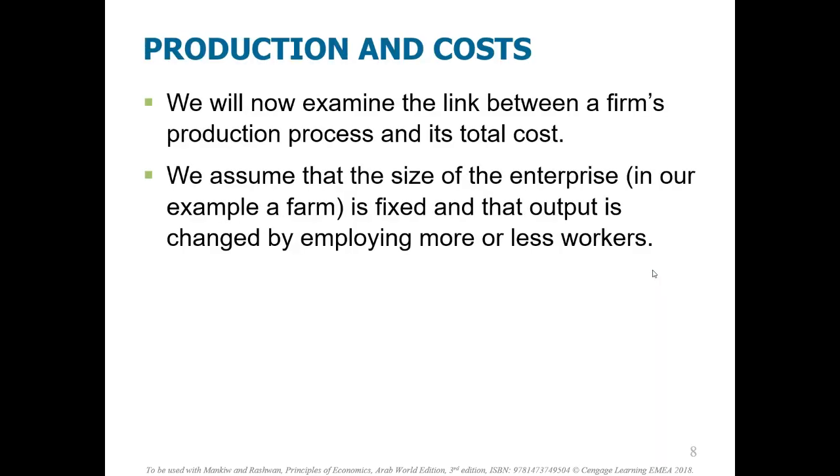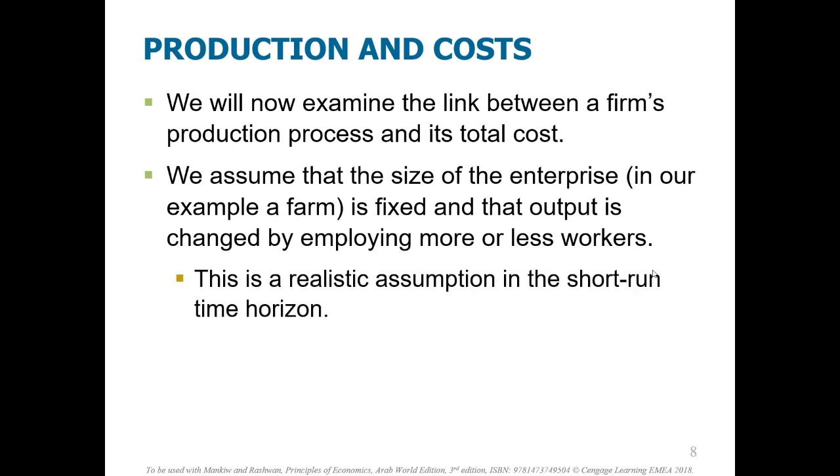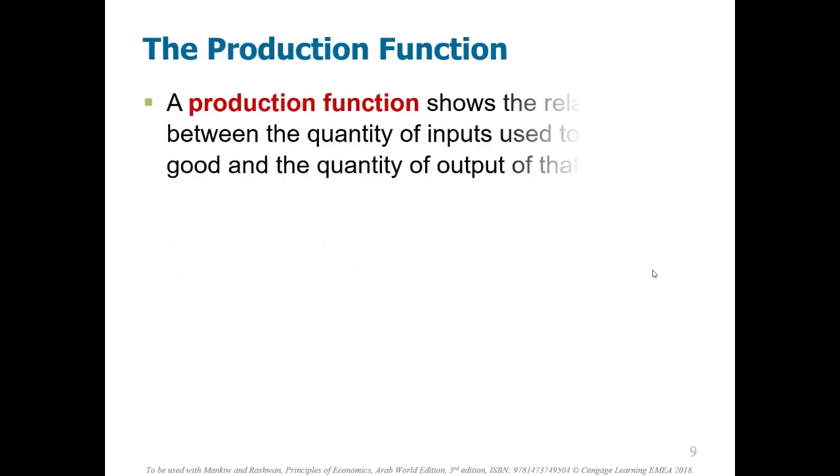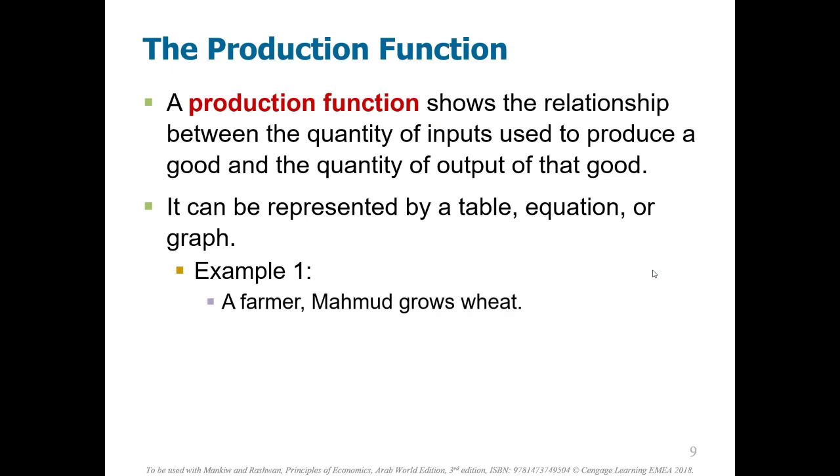Now we examine the link between the firm's production and the total cost. What I want to think about is that we are actually thinking about the short run. Short run means at least one of the inputs is fixed. So let's assume that your area where you make your furniture is fixed. So think about the production function. We only have labor.